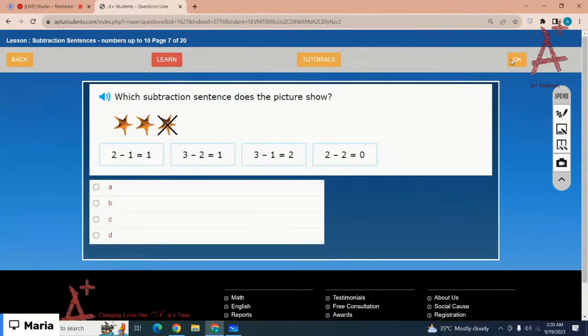Which subtraction sentence does the picture show? Which is the correct option? Yes, you can see you have total 3 stars. One of them is crossed. So 3 take away 1 equals 2. The correct option is 2. That would be option number C, right? 3 take away 1 equals 2. Option number C is the correct option.